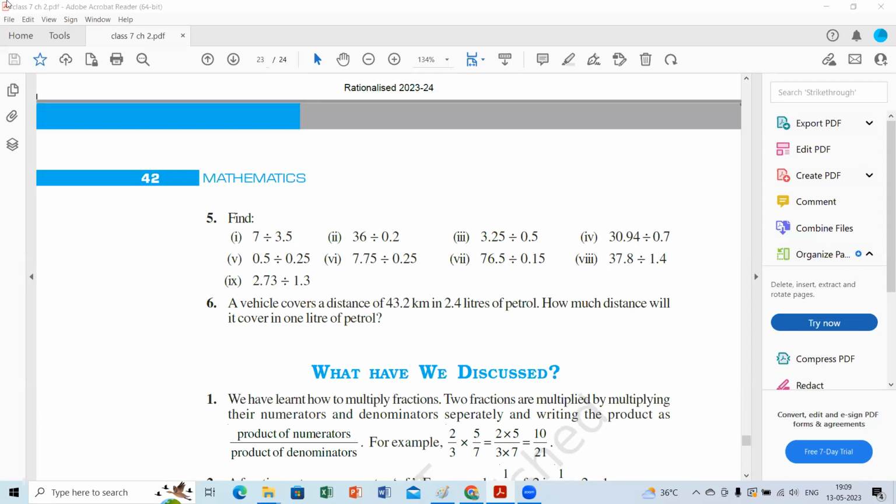By looking only, you can answer. 7.7 divided by 3.5. If you see the denominator part, 3.5, you know 3.5 plus 3.5 is how much? 3.5 plus 3.5 is 7.0. Can we cancel with the 3.5 one time and the 7 two times? Yes or no?